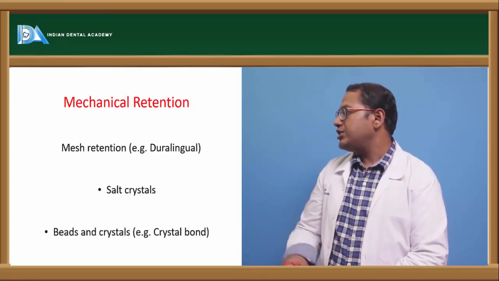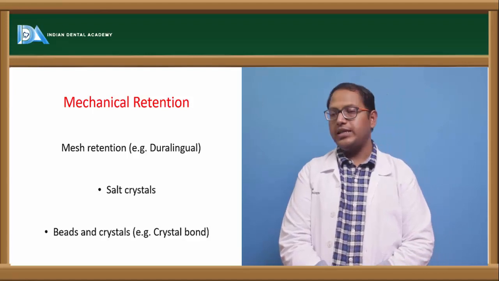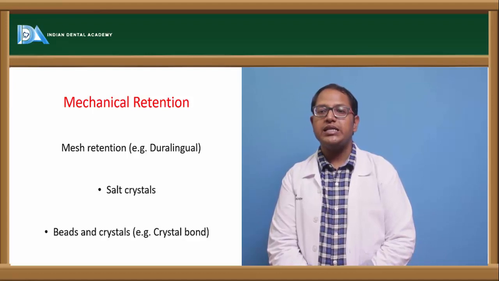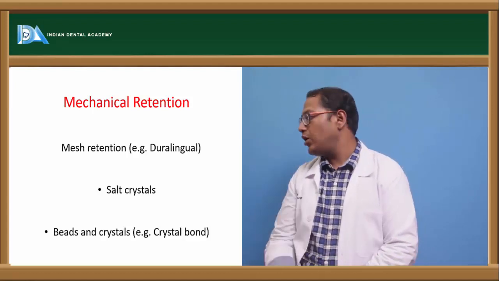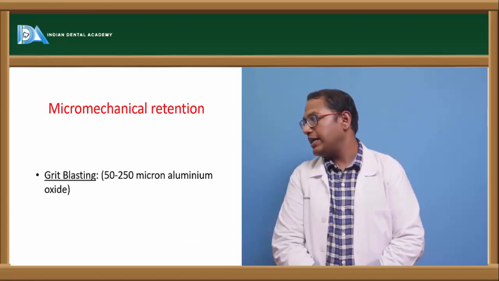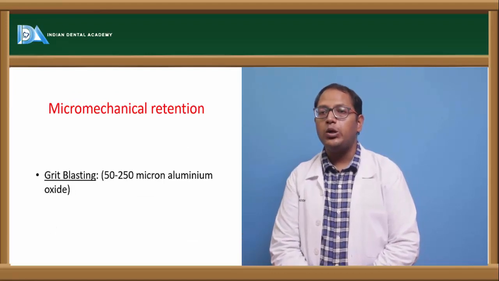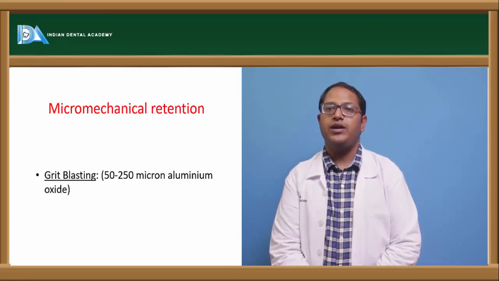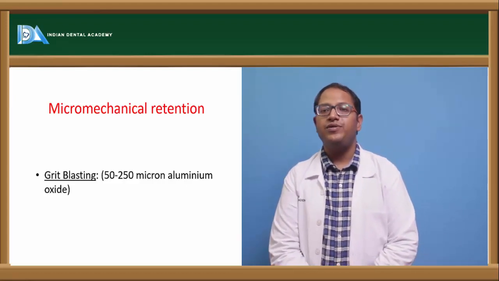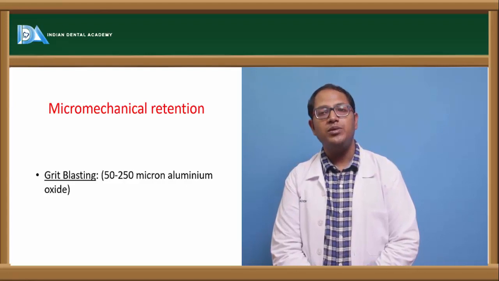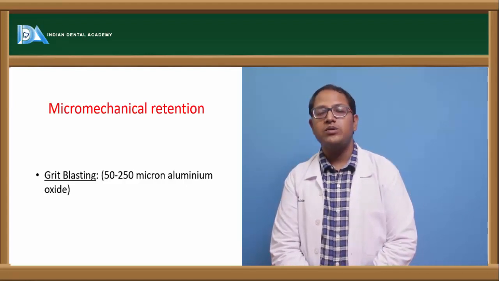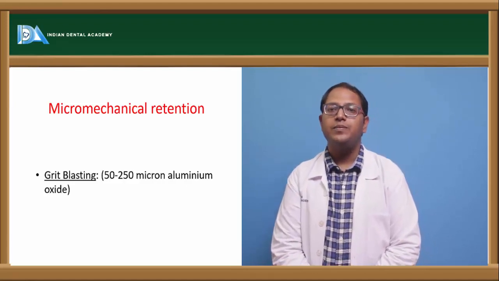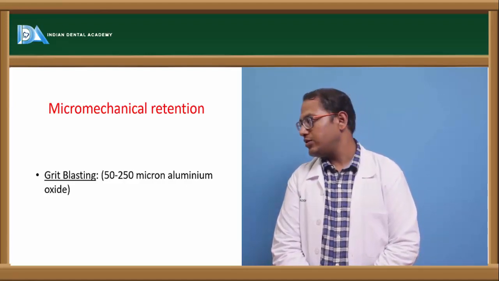The mechanical retention is brought about by mesh retention, that is Duralingual, or the salt crystals, the beads in the crystals. For example, the Crystal Bond is present in the mechanical kind of retention. Coming to micromechanical retention, what is used? Grit blasting is used, like sandblasting. Here with 50 to 250 microns of aluminium oxide, we do a blasting so that the area will be etched out, and then we can adhere the restoration onto the tooth structure.